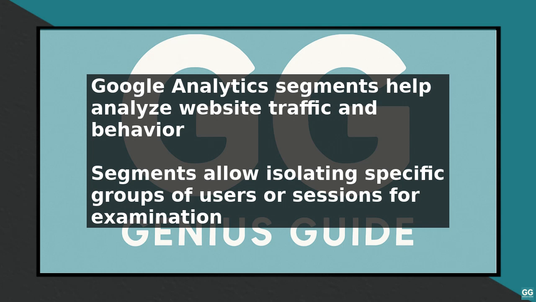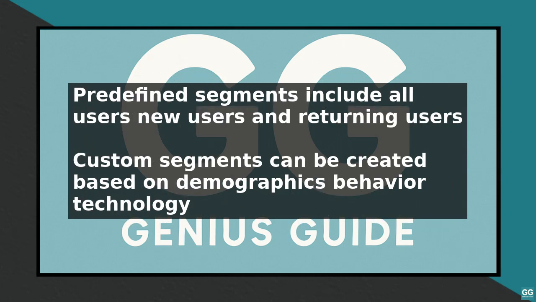To start using segments, you first need to understand the different types of segments available in Google Analytics. There are predefined segments, such as all users, new users, and returning users, as well as custom segments that you can create based on specific criteria. You can create custom segments based on demographics, behavior, technology, or traffic sources.